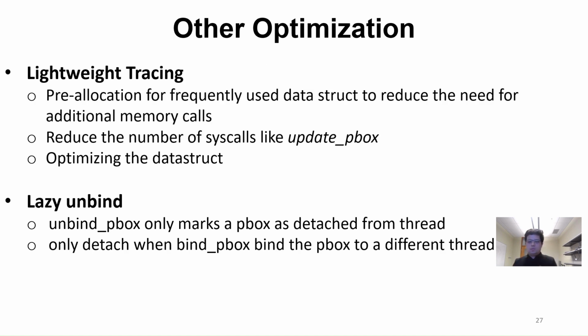As pBox operates as a runtime abstraction, its performance is a critical consideration. To minimize overhead, we make several optimizations, such as optimizing data structures, pre-allocating important data structures, reducing the number of syscalls, and implementing lazy unbind for the bind API.